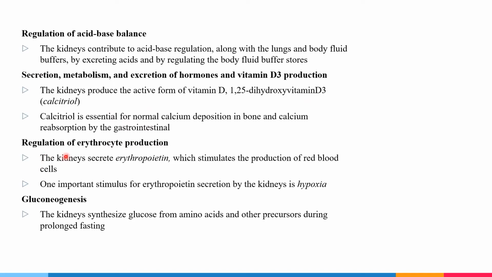The kidneys also play a role in regulation of erythrocyte production. The kidneys secrete erythropoietin, which stimulates the production of red blood cells. As we have seen in our blood cells video, erythropoietin is very important for the generation of red blood cells. And one of the important stimuli of erythropoietin secretion by the kidneys is hypoxia, or the condition in which there is low concentration of oxygen present in our extracellular fluid.